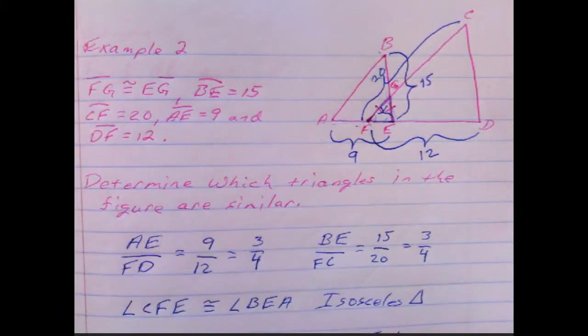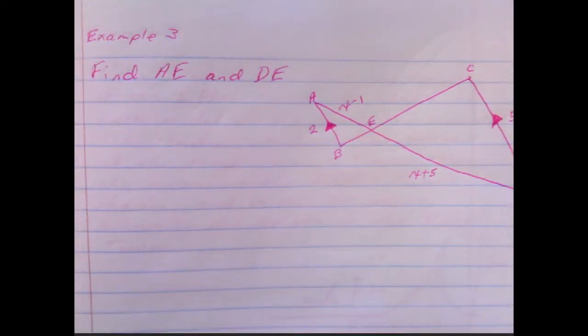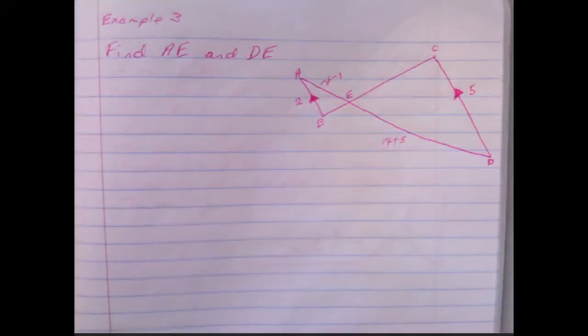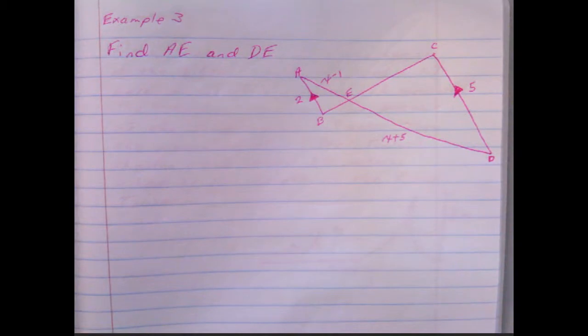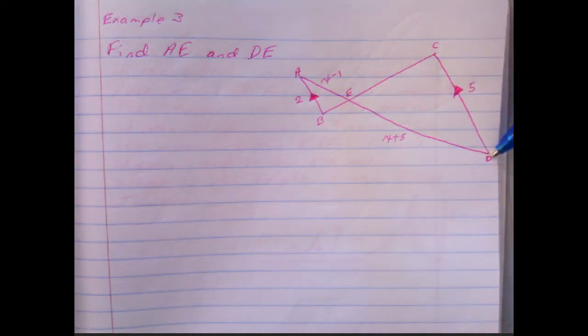Alright. So that's all we have to do for that one. So we're going to go ahead and go on to another example. Let me do a little bit of adjusting here. I want to make sure you can see the whole picture. So here we're going to be finding AE, which is this one, and DE, which is this one.